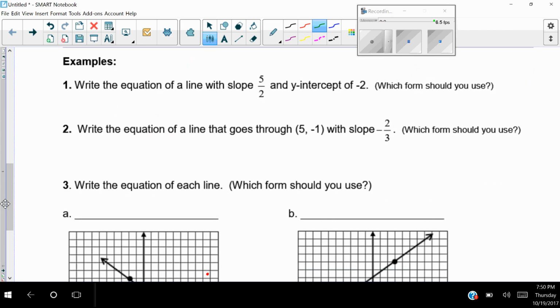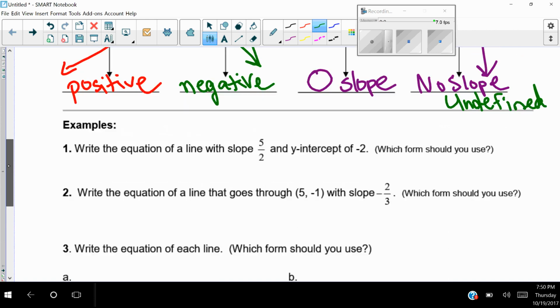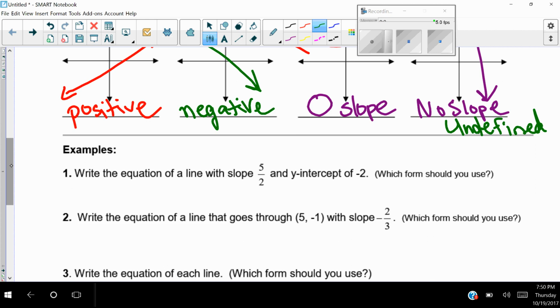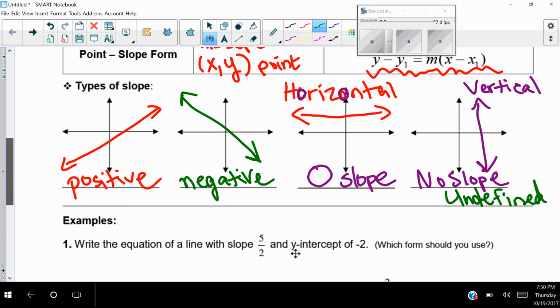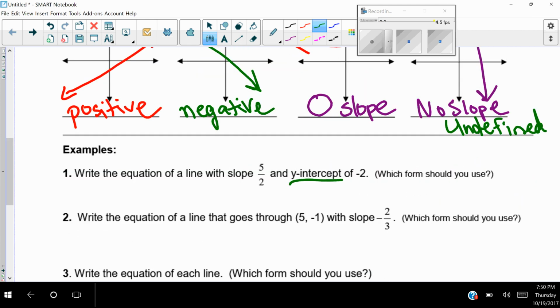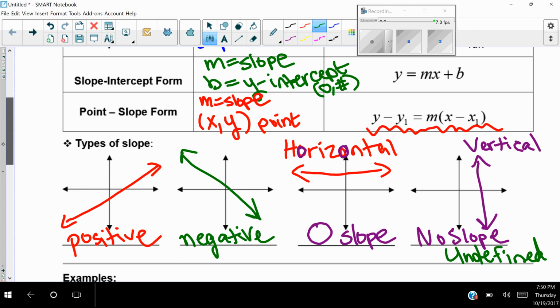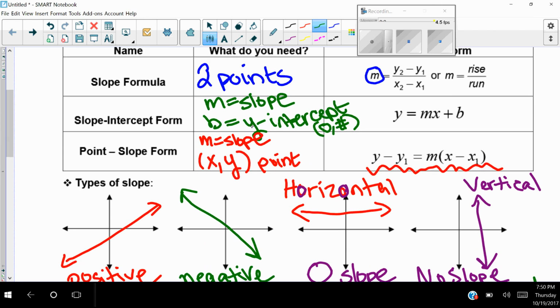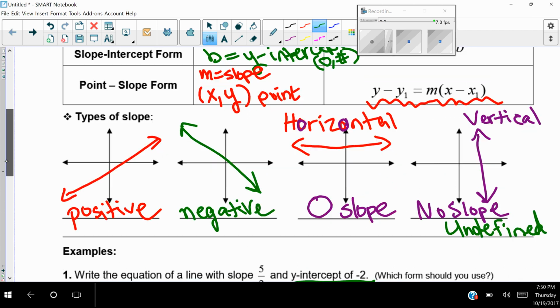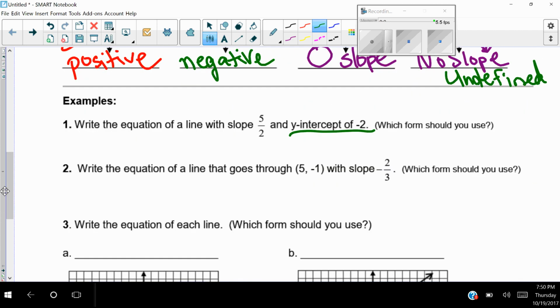Okay, so we're going to do a couple of examples. Write the equation of a line with slope 5 over 2 and y-intercept of negative 2. We want to know which equation we're going to use. We're given the y-intercept. So what equation do we use when we're given our y-intercept? When we're given our y-intercept, we're going to use our slope-intercept form, which is y equals mx plus b. So I want you guys to write it down above number 1. Y equals mx plus b.